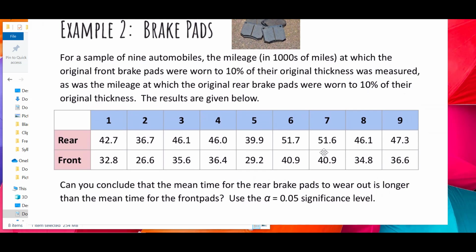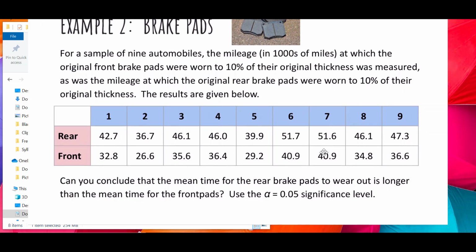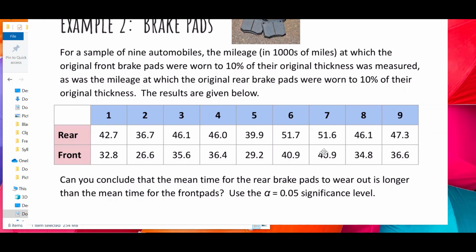All right. Example 2, brake pads. For a sample of 9 automobiles, the mileage in thousands of miles at which the original front brake pads were worn to 10% of their original thickness was measured, as was the mileage at which the original rear brake pads were worn to 10% of their original thickness. The results are given below. Can you conclude that the mean time for rear brake pads to wear out is longer than the mean time for front pads? Use a 0.05 significance level.